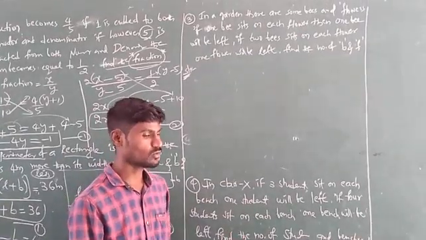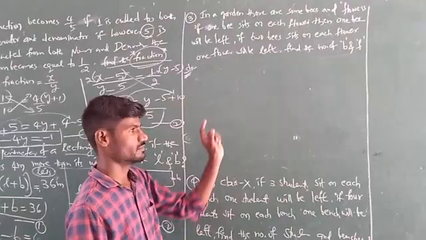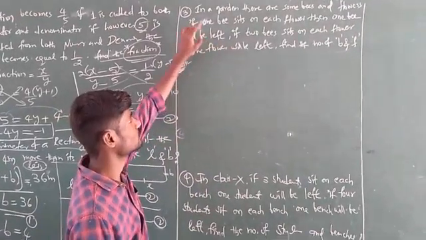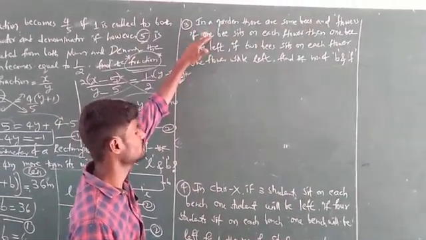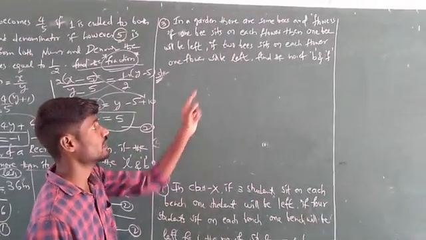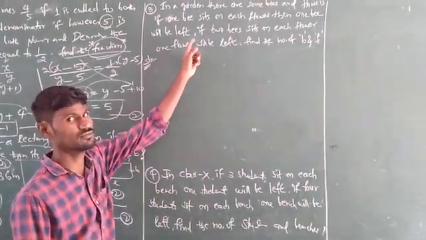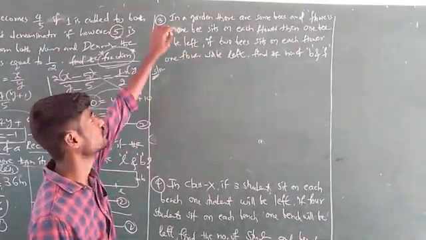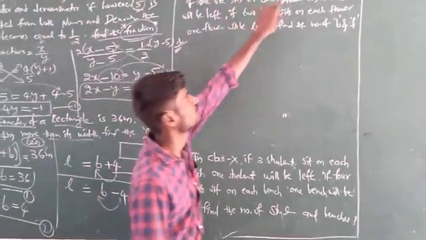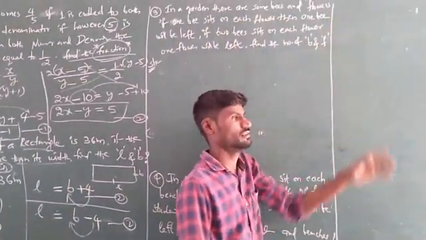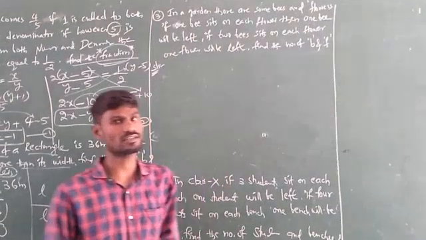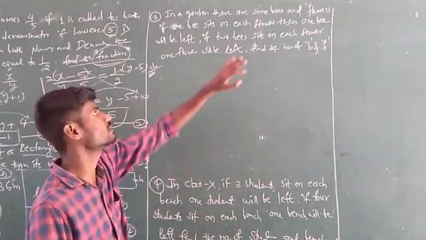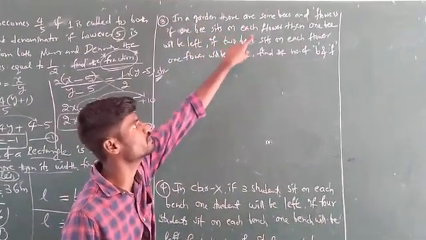Okay students, now an important problem. In 10th public exams also, this type of problem is asked. These two are important. Let us see how to write conditions, as these are somewhat confusing problems. See here. In a garden, there are some bees and flowers. If you have flowers, automatically flowers will attract bees. So the problem is about bees and flowers.